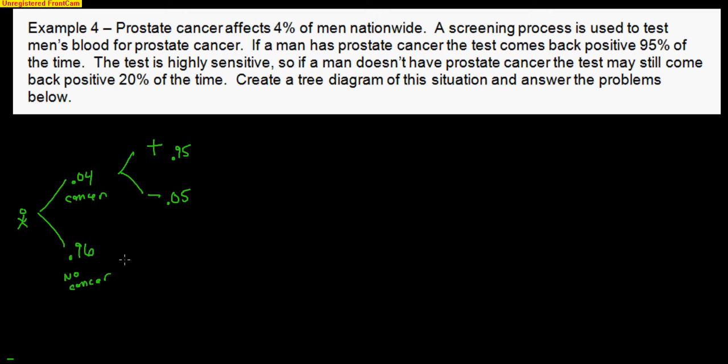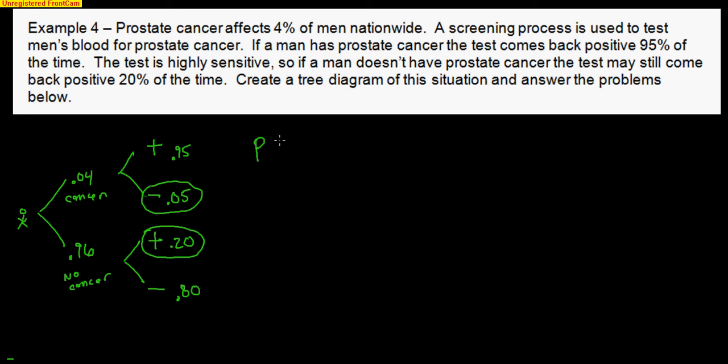Now, it says because the test is highly sensitive, you could even get a positive test result 20% of the time, even if you have no cancer, which means you should get a negative result if you have no cancer 80% of the time. So once again, this right here is what we call a false negative. It's a negative, but it's wrong. This is what we would call a false positive. It's a positive result that is wrong.